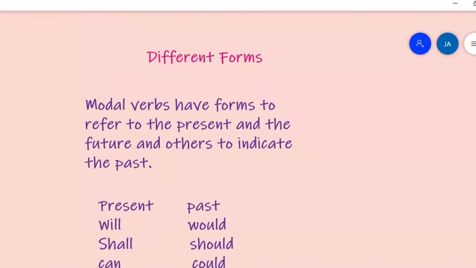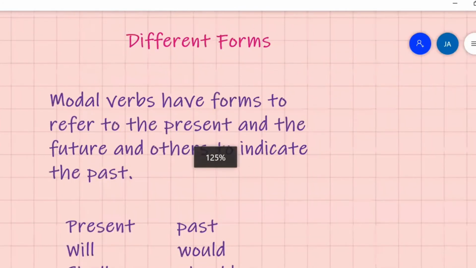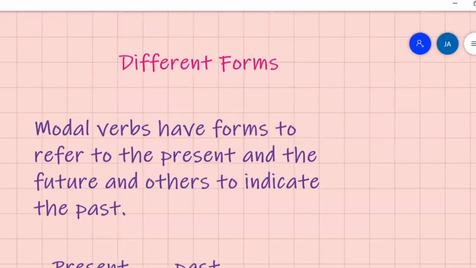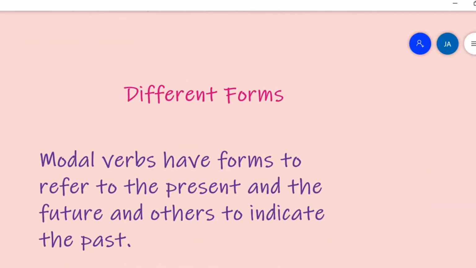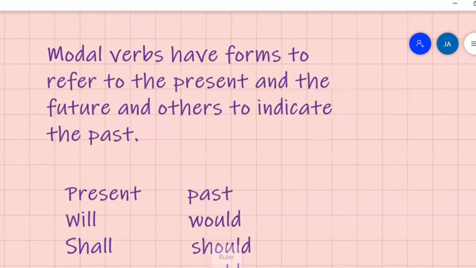First, what about the different forms? Usually the modal verbs have one form. But we can say that we can find some forms refer to the present and the future with different functions, and some refer to the past. So let's move to these different forms.